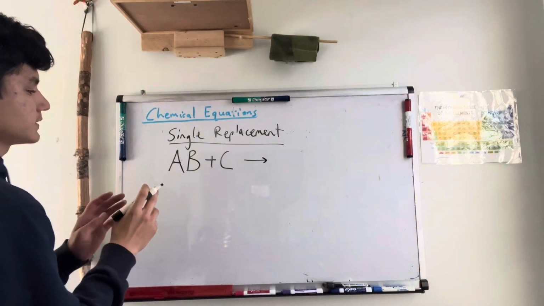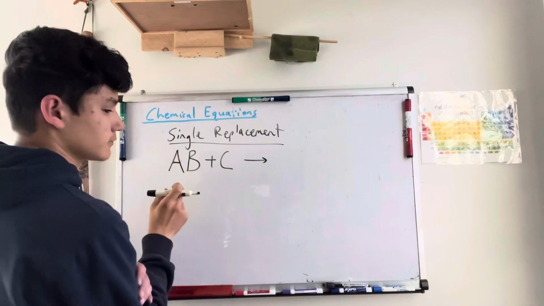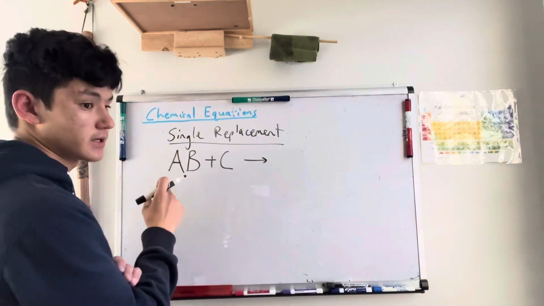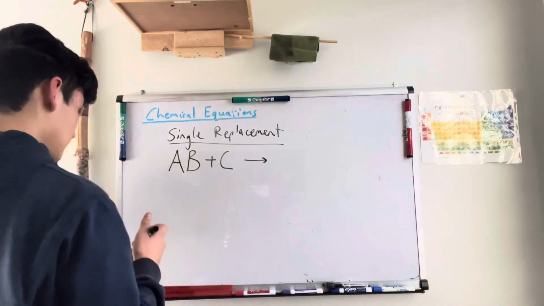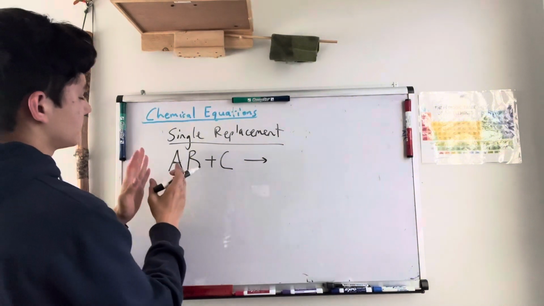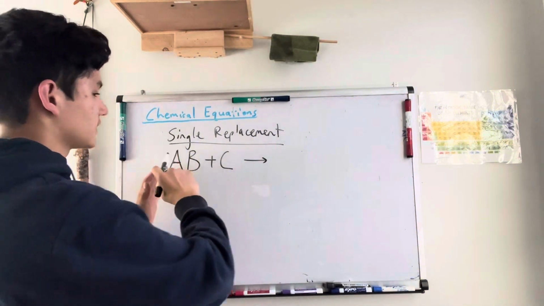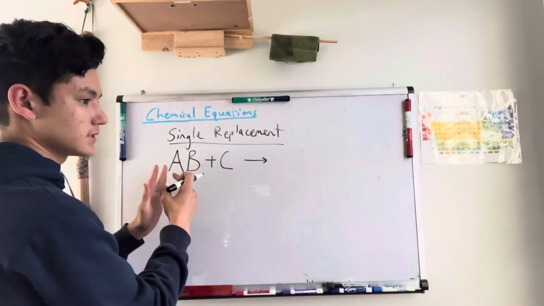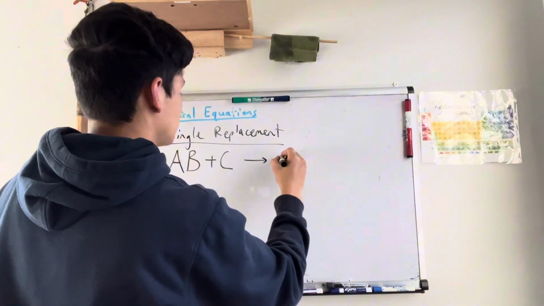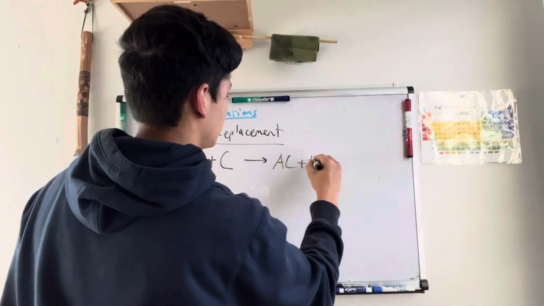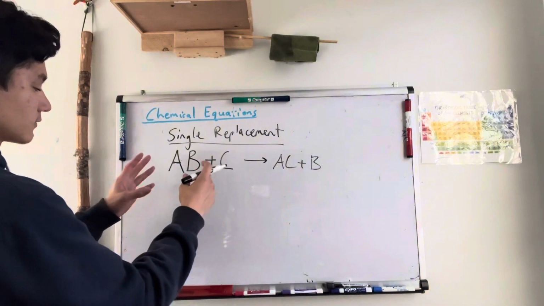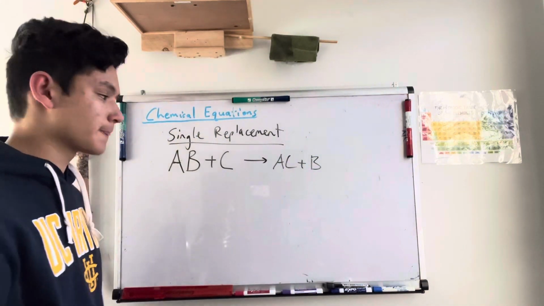Now, single replacement means one of these atoms will be replaced or displaced, which is another word that just means the same thing. Okay, so let's say the cation remains, we kick out B, and then C binds with A. So we have AC plus B, okay? So that's just single replacement. One molecule is replaced, okay?